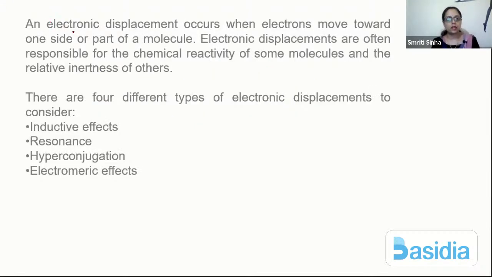So what is actually electronic displacement effect? Electronic displacement occurs when electrons move towards one side or one part of the molecule. If you consider a molecule which has many R groups attached to each other and then some different atom attached to it, or you can consider it instead of R as many carbons also attached and one different atom, the electron will move from one part of the molecule towards the other.